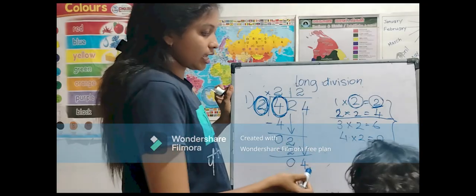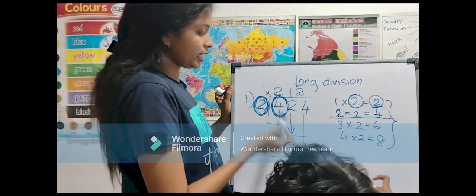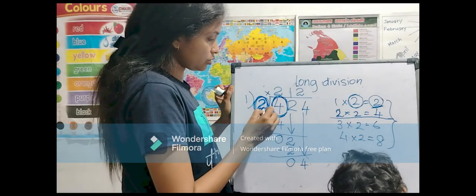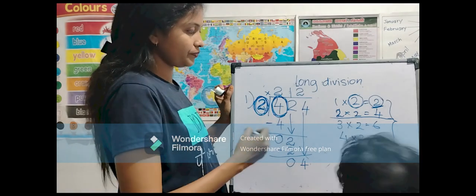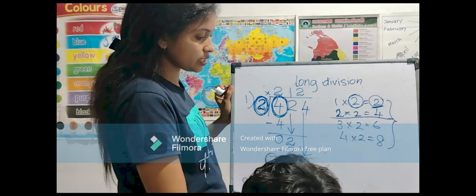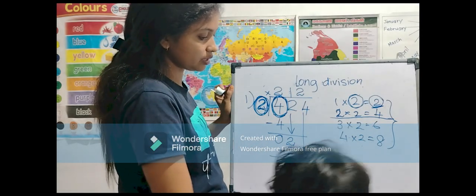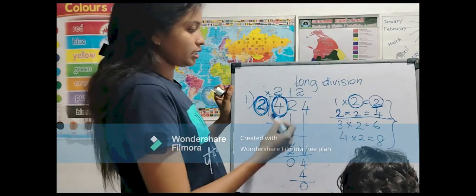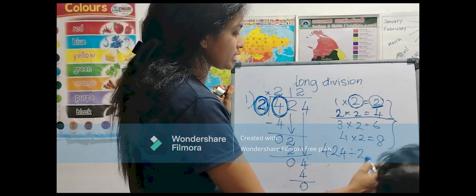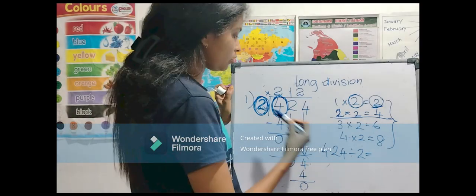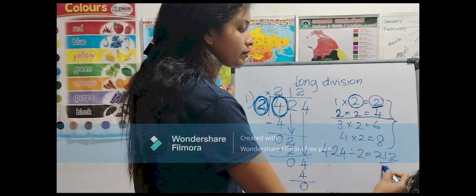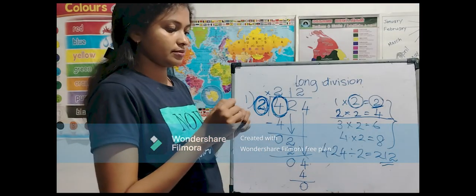That means in this 4 there are 2 times 2. That means 2 times 2 is equal to 4. Then that is 0. Then 424 divided by 2 equals what? 212. That is the answer.